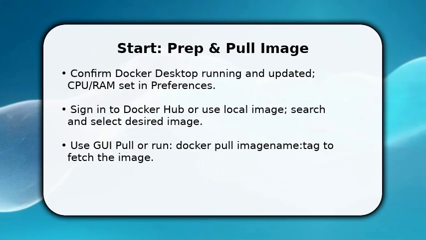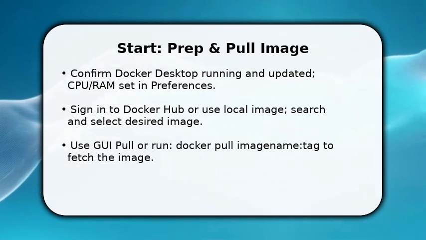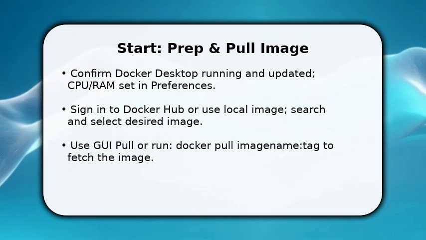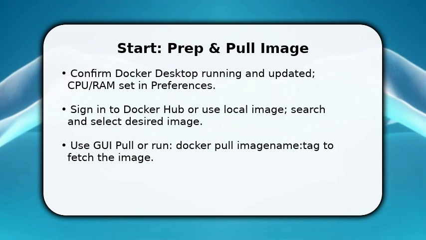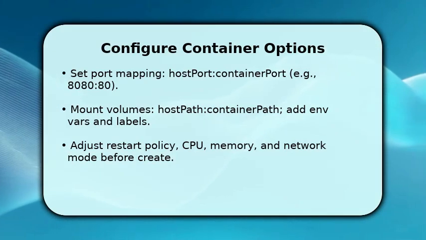Then pull the image. Either click Pull in the Docker Desktop catalog or open a terminal and run docker pull image name tag. This fetches the image layers and prepares them locally for the next step. Once the image is present, create the container and configure its behavior.